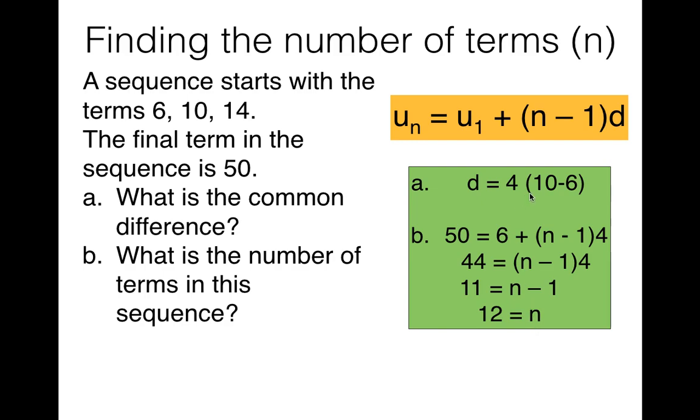Now obviously you could have also worked that out by thinking, right, the common difference is 4. So I'm just going to keep on adding 4 until I get to the final term here, 50. And that would work just as well, but it's going to take you a little bit more time.